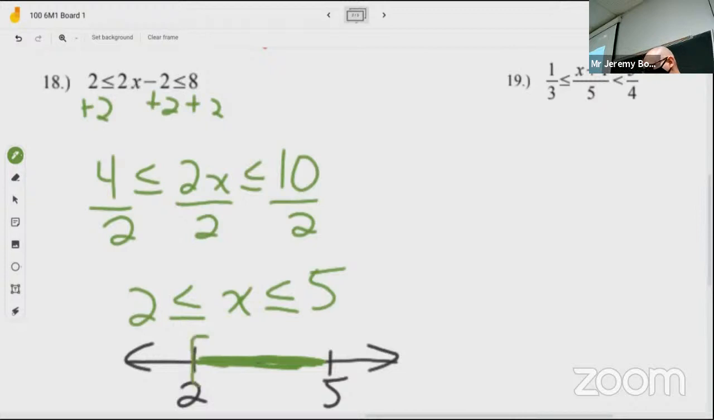And it can be equal to 2. So we can put a bracket there, equal to 5. So we put a bracket there. That's a really bad bracket, but yeah. And so our interval notation is going to be bracket 2, comma 5.